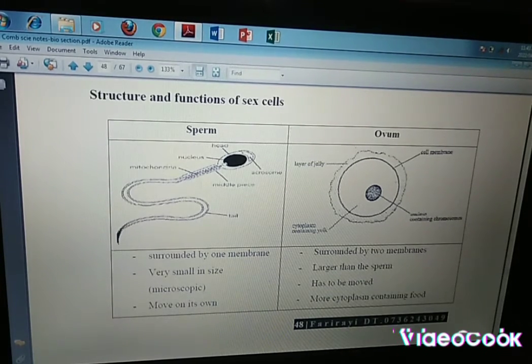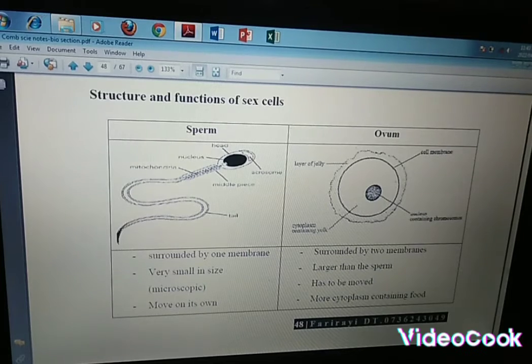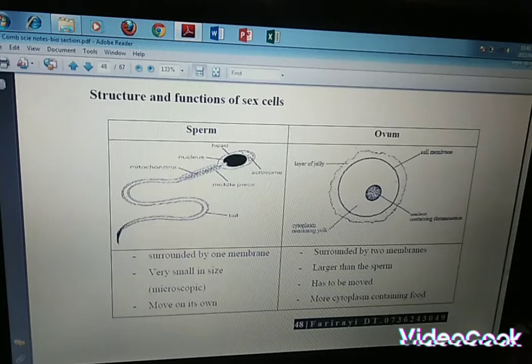And then they have what we call the middle piece. In the middle piece there we have the mitochondria. So the mitochondria supplies them with energy. And on the head of the sperm there, we have the nucleus, which is carrying the male's characteristics. And we have what we call acrosomes. So these are enzymes that will actually digest their way into the ovum, right?